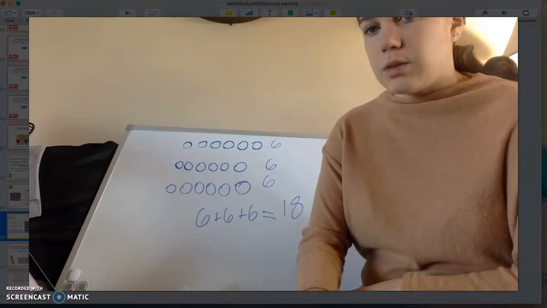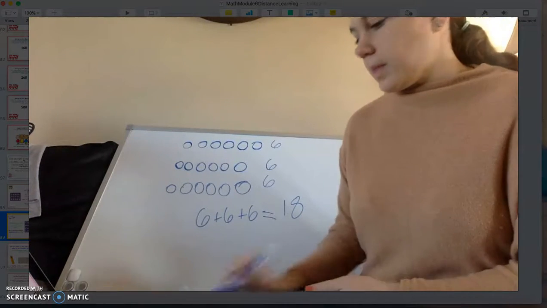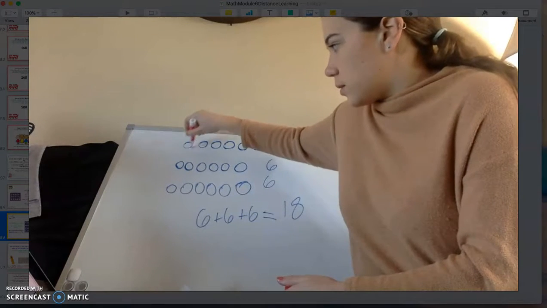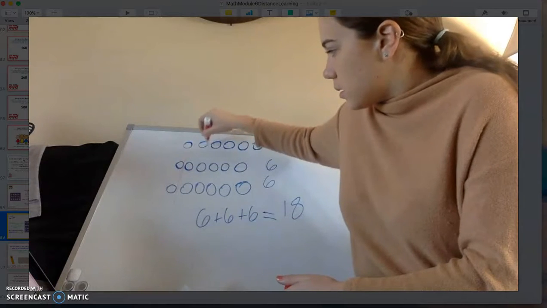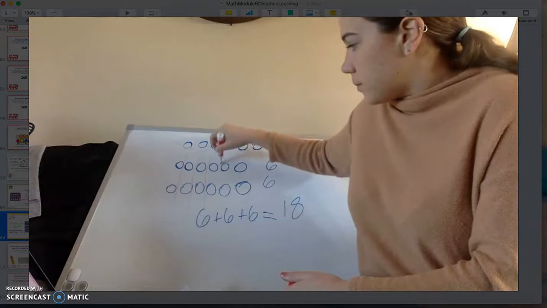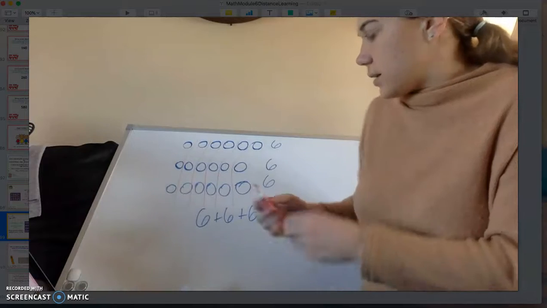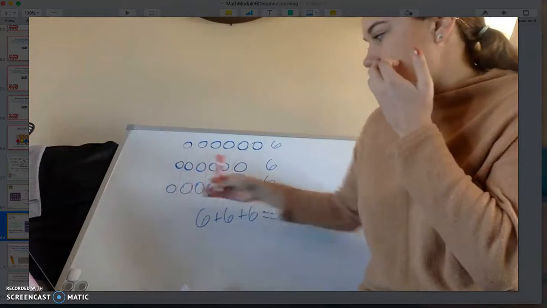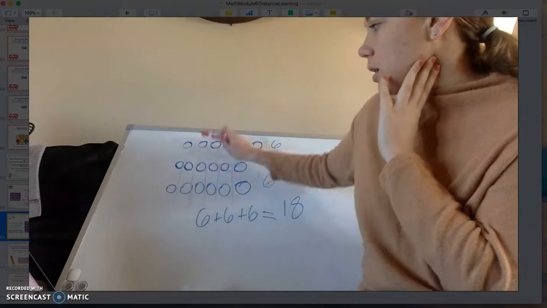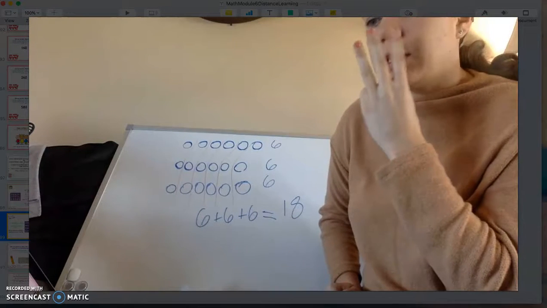Now they want you to know, if you were to push these together, how many columns do you see? So let's look. I'm going to draw this red line so you can see it better. 1, 2, 3, 4, 5, 6. How many columns are there? Good, 6. And how many are in each column? Remember, columns go up and down. Good, there are 3 in each column.